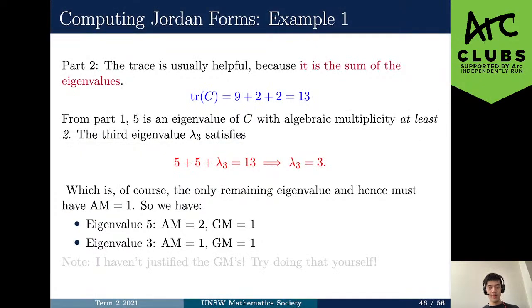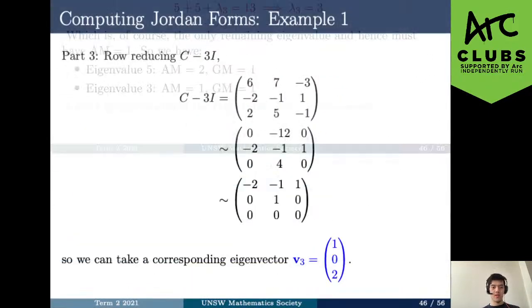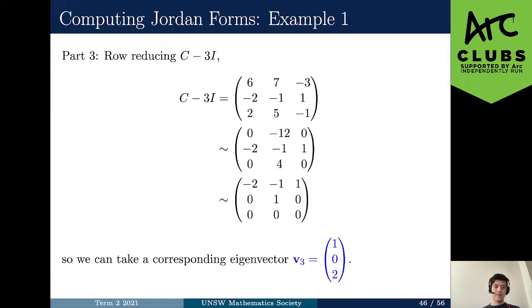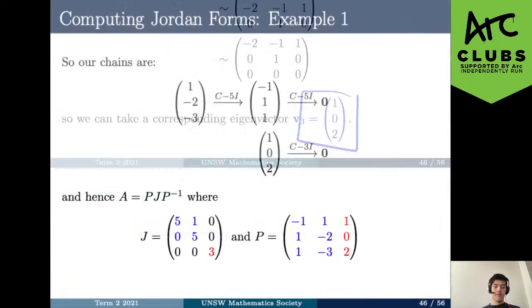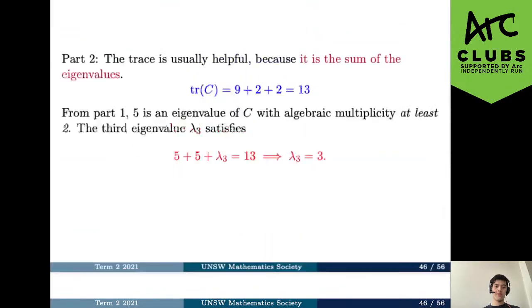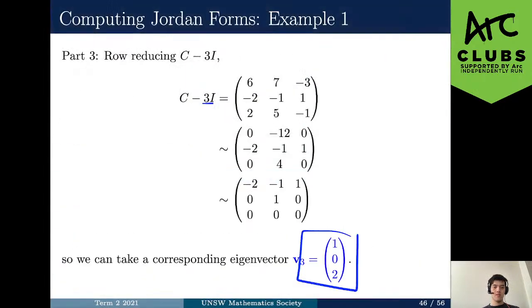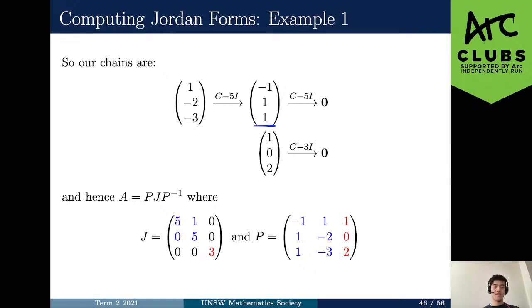So finally, we need to explain part C, which is actually putting it inside the Jordan form. To do this, we're going to find the eigenvectors first. For the eigenvalue 3, we have this eigenvector. For the eigenvalue 5, we actually already did it. Remember we had this generalized eigenvector, and when you apply C minus 5I to it, we get this one, and then when you apply it again, we get 0. So not only do we know this is a generalized eigenvector, we actually know that this one here is also an eigenvector.